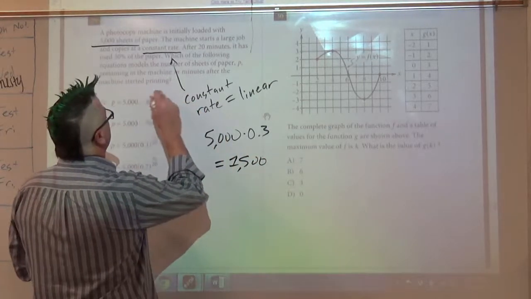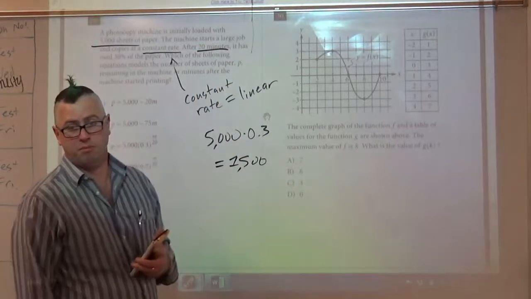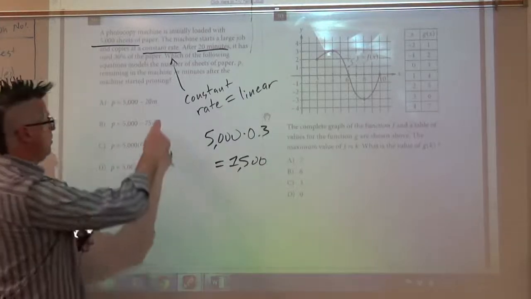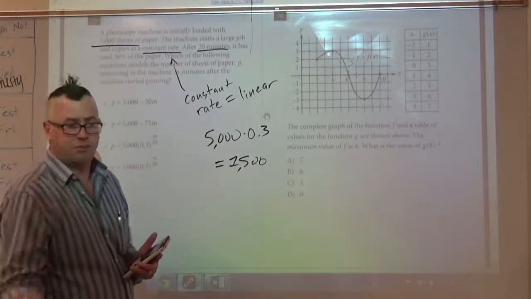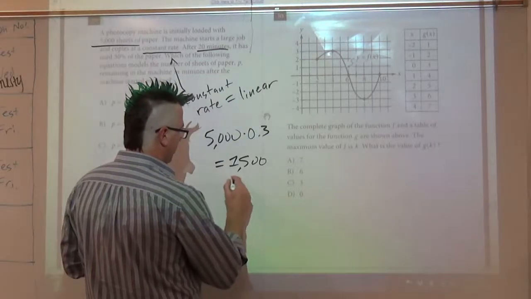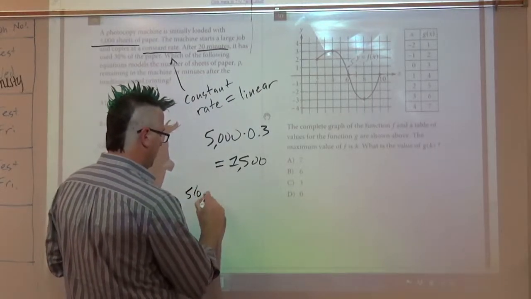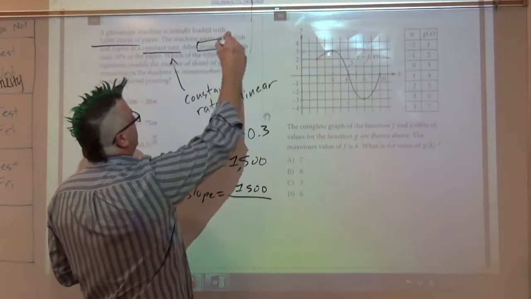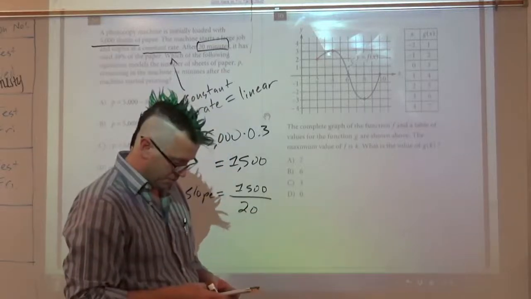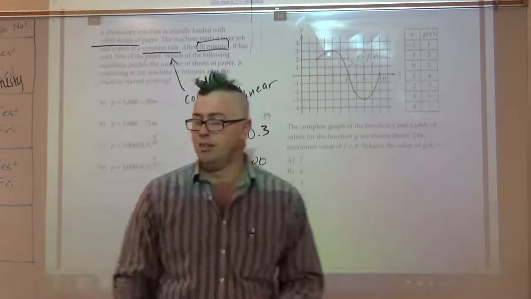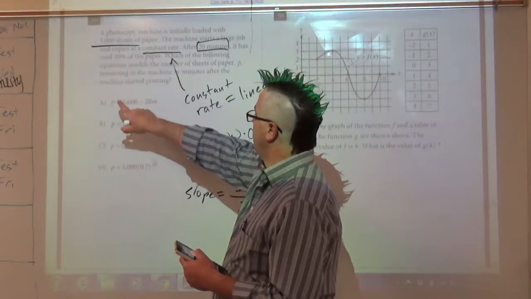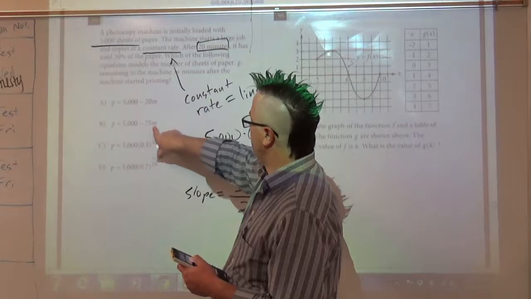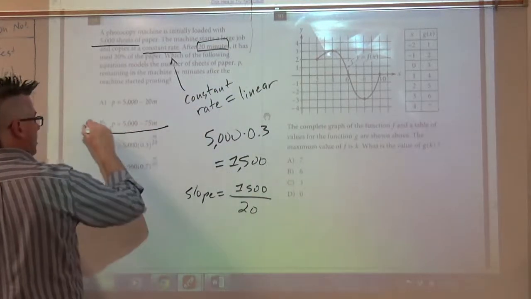Now, that's after 20 minutes. Now, we need per minute, because in here we have n, so it needs to be for each minute. So now I'm going to take, my slope is actually going to be the 1,500 divided by how many minutes, which was the 20. Divide 1,500 by 20, I get 75. So this one, I start with 5,000, and it's going down 75 per minute. So B is going to be your answer.